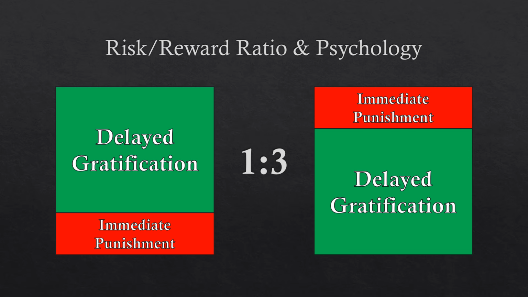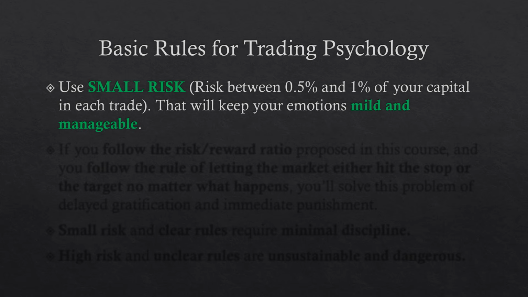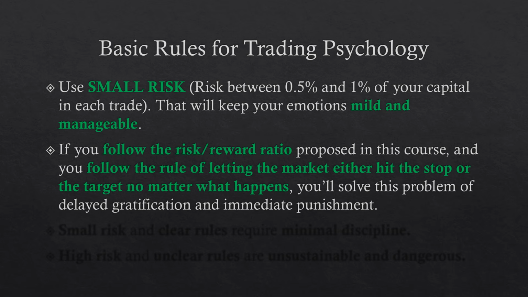We can summarize this section about basic trading psychology in a few statements. 1. Use small risk. That will ensure that you will be able to manage your emotions effectively with minimal willpower and discipline. 2. If you follow the risk-reward ratio proposed in this course, and if you follow the rule of letting the market either hit the stop or the target of your trades, no matter what happens, you will solve this problem of delayed gratification and immediate punishment.